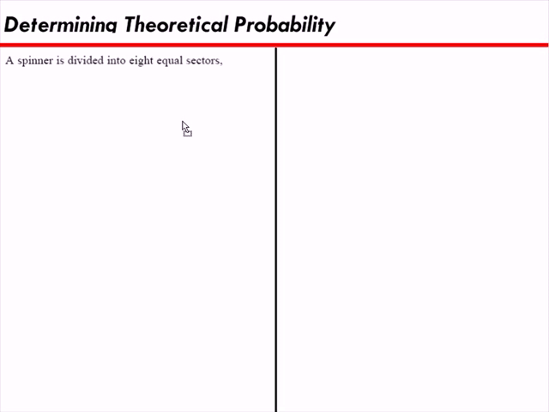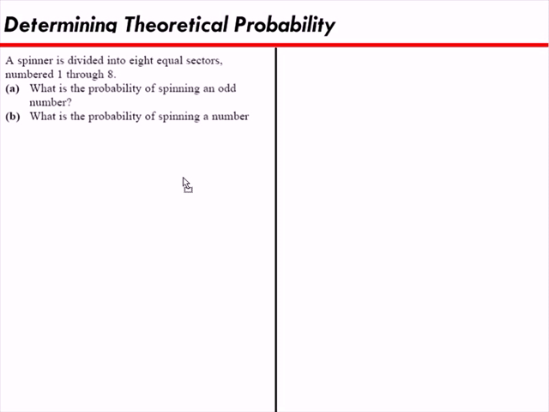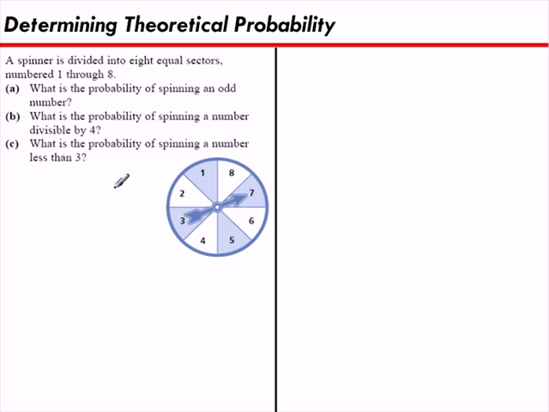A spinner, that's the spinning wheel, is divided into 8 equal sectors, numbered 1 through 8. What is the probability of spinning an odd number? That's A. Then in B, what is the probability of spinning a number divisible by 4? Then in C, what is the probability of spinning a number less than 3? And let me just show you a picture of the spinning wheel. There you go. So it's got spots labeled 1 through 8, kind of like one of those game show wheels. All right, so let's get started with A.